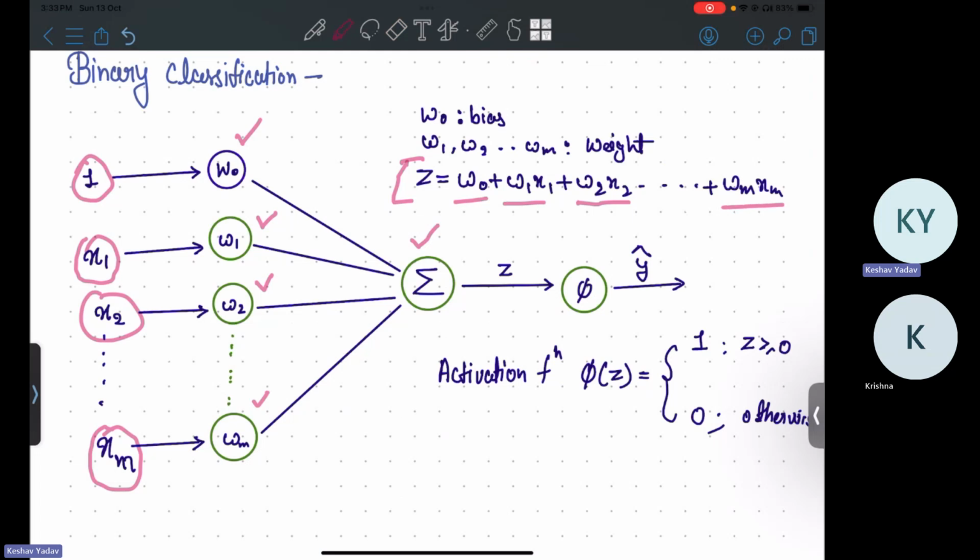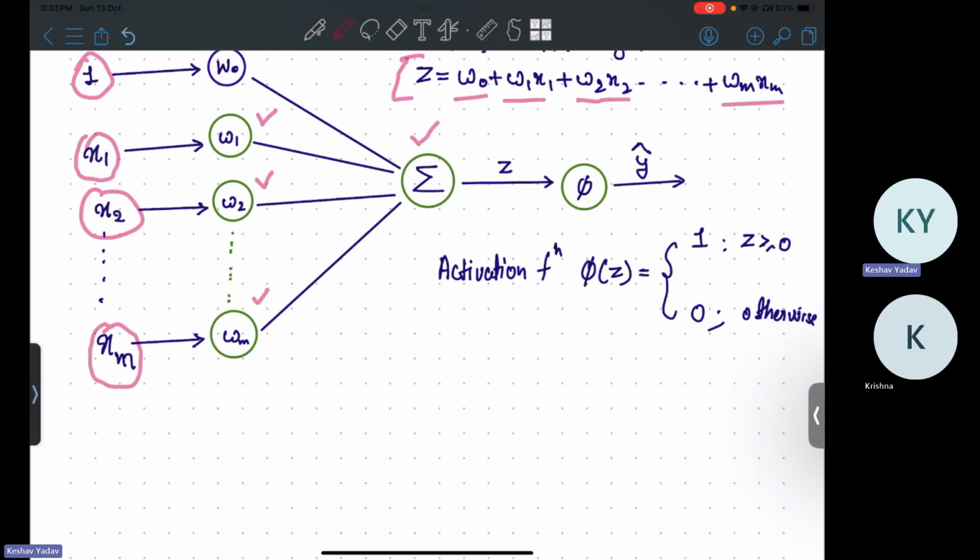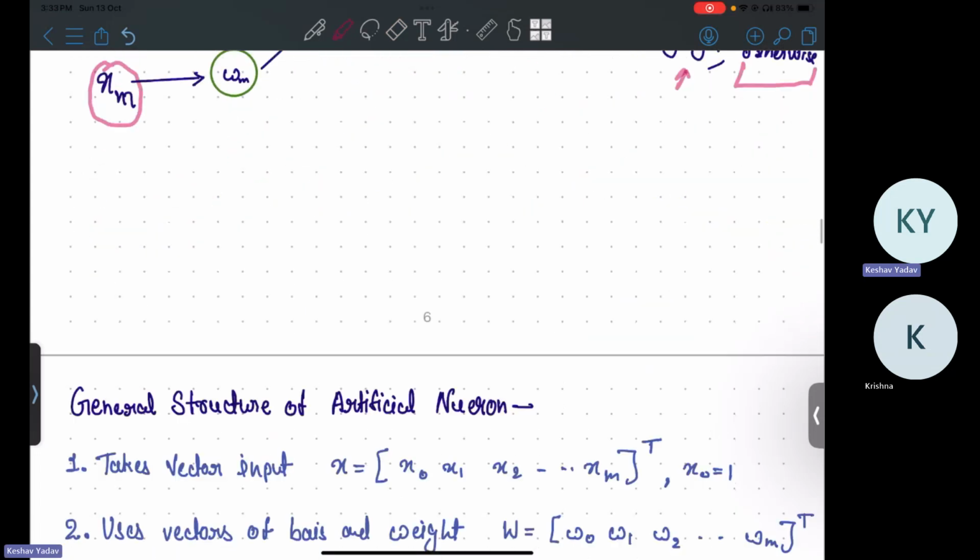But in this case, the activation function is different. What will the activation function be? It can be defined in many forms, but here we are defining it like this. The activation function phi of z is 1 when z is greater than or equal to 0, and phi of z is 0 when z is less than 0.